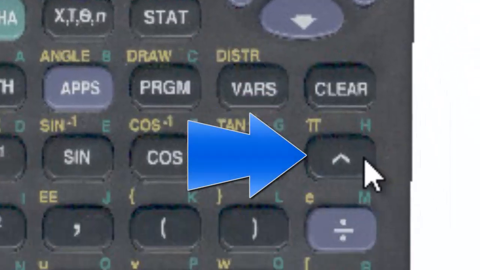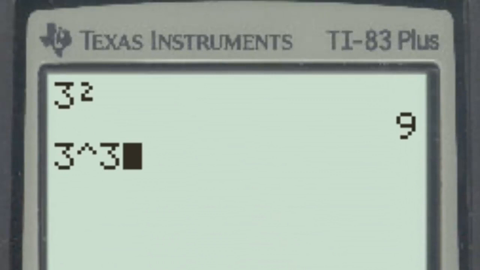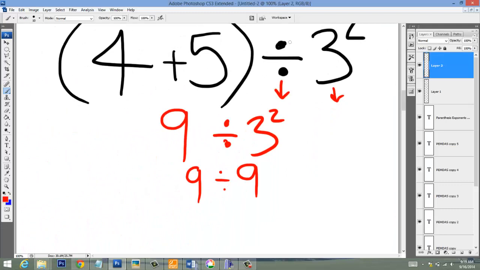Or if it was like 3 to the third, for example, you can do 3, and then click the key above the divide symbol. It's that little arrow, and then press 3 to the third, and the answer is 27. That's 3 times 3 times 3. Nice, great. All right, so now we got 9 divided by 9. The answer, of course, is 1, because a number divided by itself is always 1.